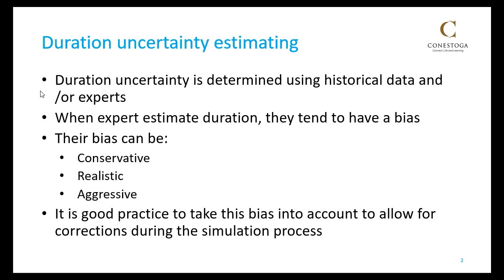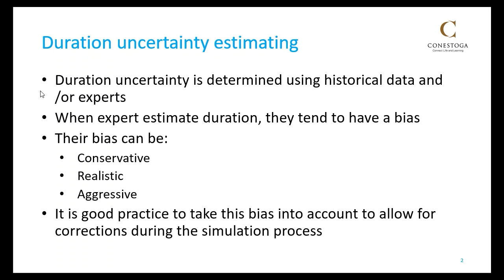Uncertainty can be determined in various ways. The best way is to use historical data. History tells us about the duration of activities, and if you keep track of historical data, you can actually determine the minimum, most likely (which will be the mode), or maximum duration of a certain activity. The other way is by talking to experts.